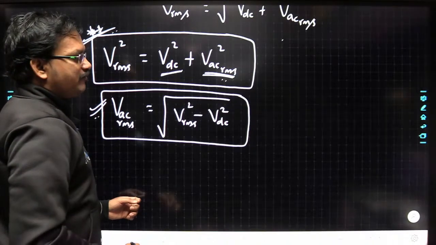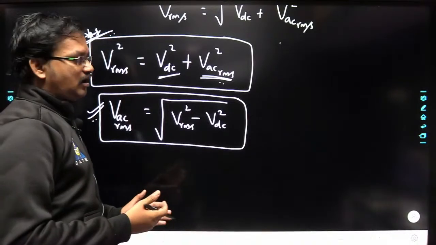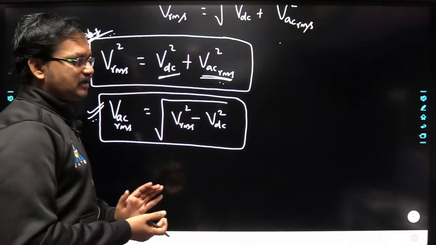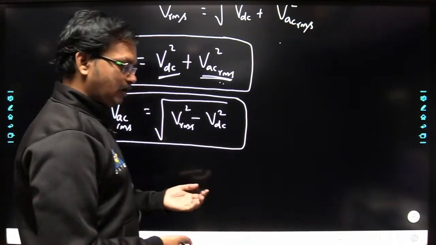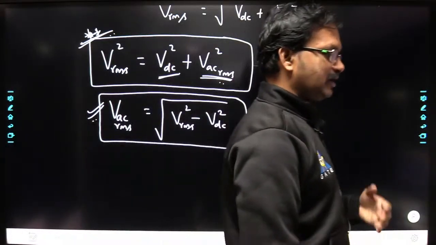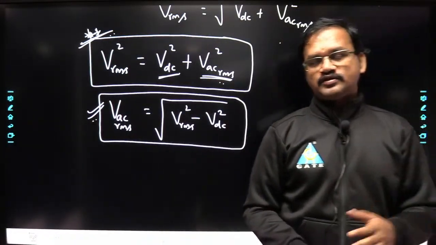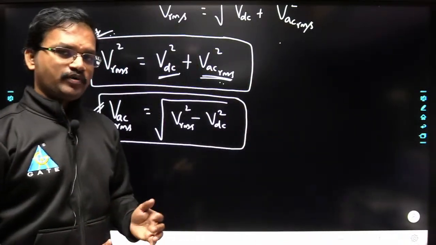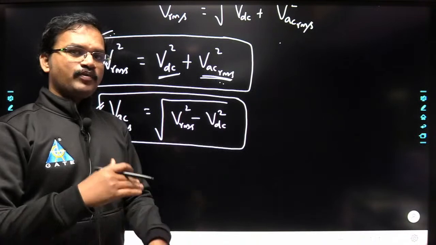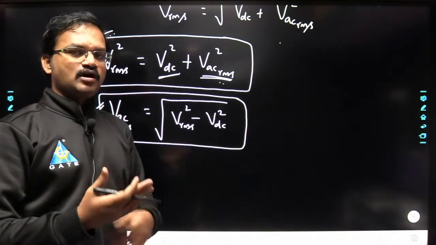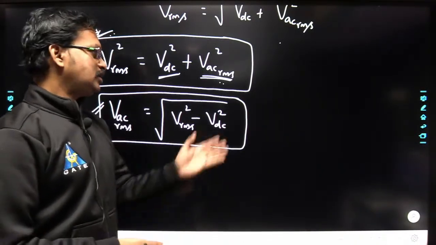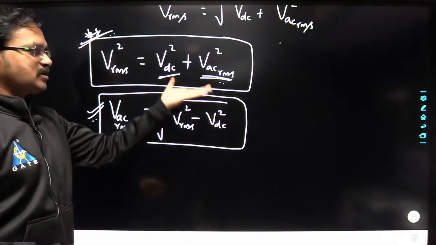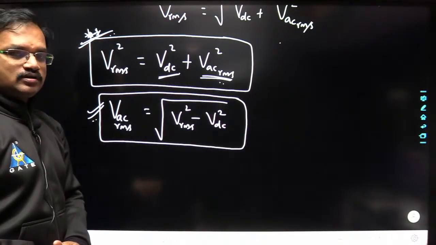Now we can analyze this DC component and AC component. Whenever we are analyzing rectifier circuits, we can compare the DC component with respect to the AC component, or the AC component with respect to the DC component. That we can do from these equations here. Yes or no?